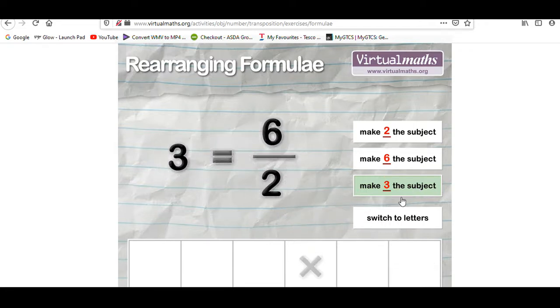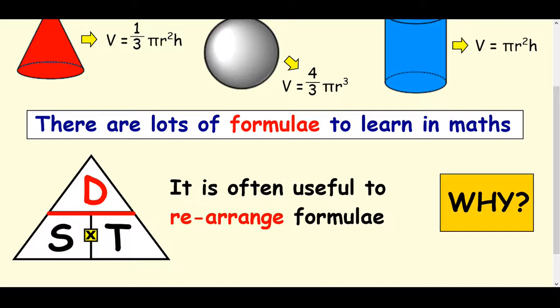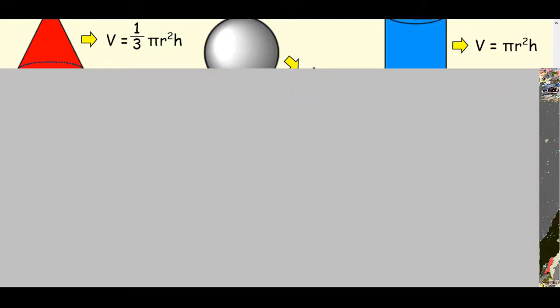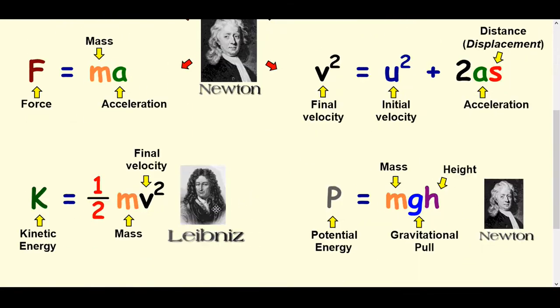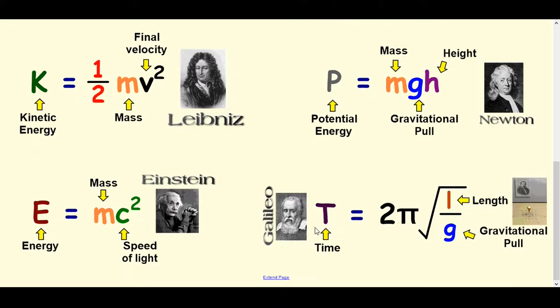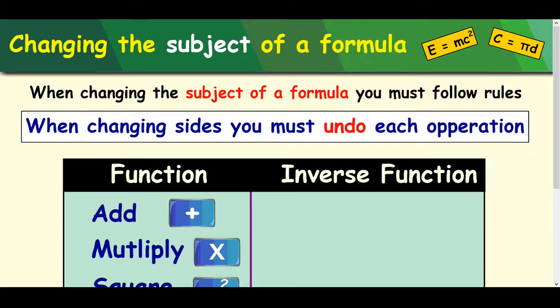Now, there are rules to doing these types of things. And the rules come from, here's some more formulas if you want to look at them, loads of formulas. These are Newton's formulas, Leibniz formula for kinetic energy, potentially. There's tons of formulas to be able to do this.